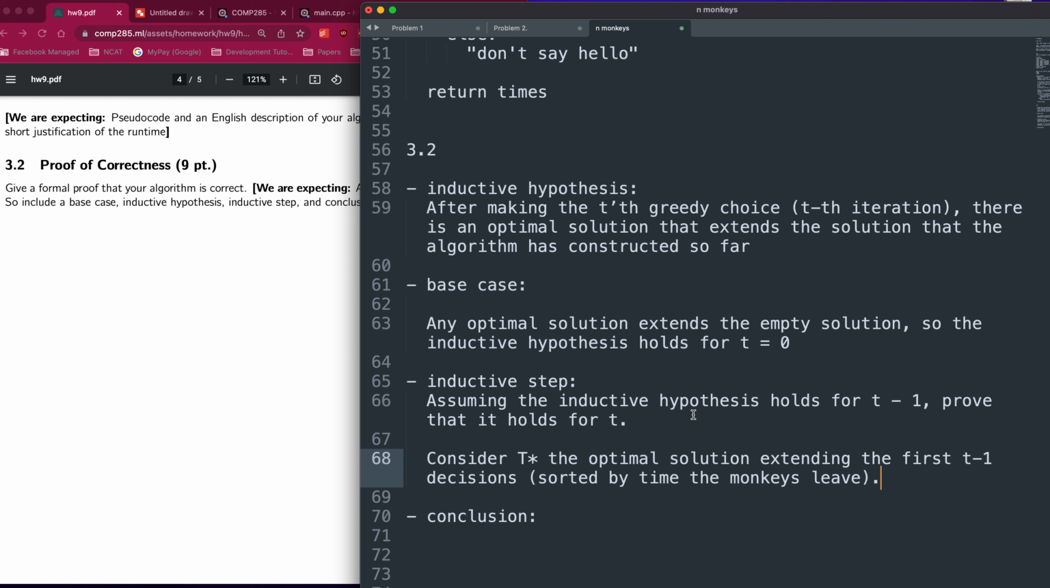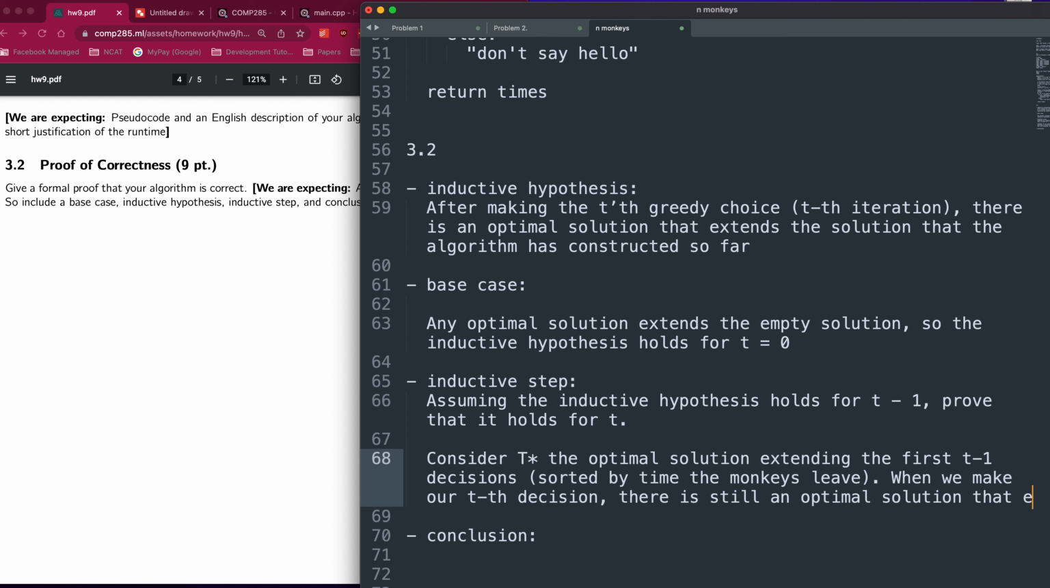We're going to assume that, right? Like we know that's true. So we're going to call it t star. Okay. And now what we want to show is that when we make our t-th decision, there is still an optimal solution that extends all t decisions so far.